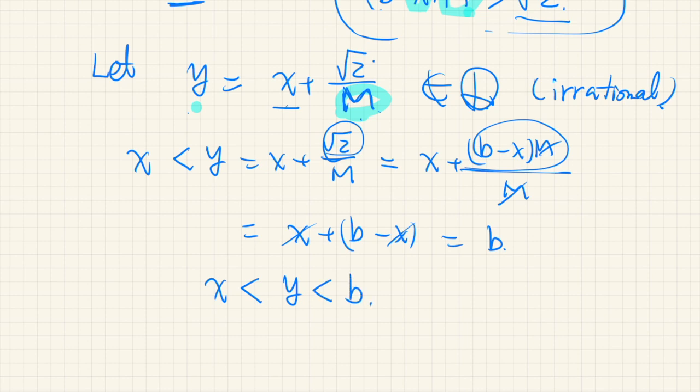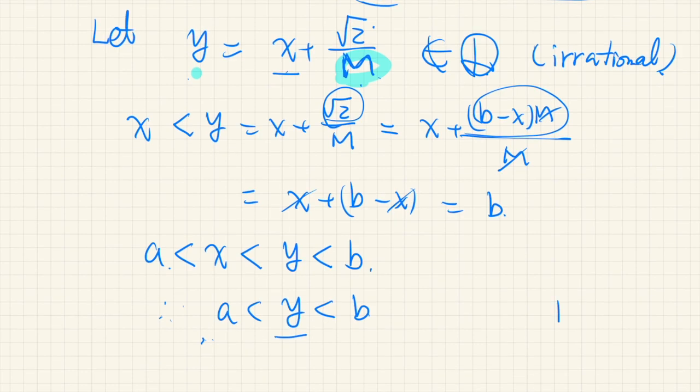By the way, x was greater than a. So therefore, a is less than y and y is less than b, and y is between a and b, and y is irrational. So we found that number, and that's it. Proof is done.